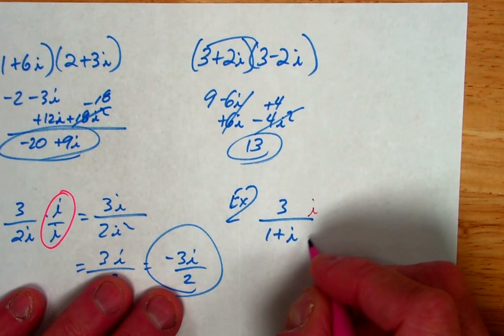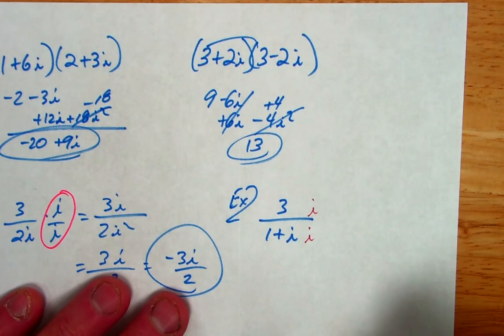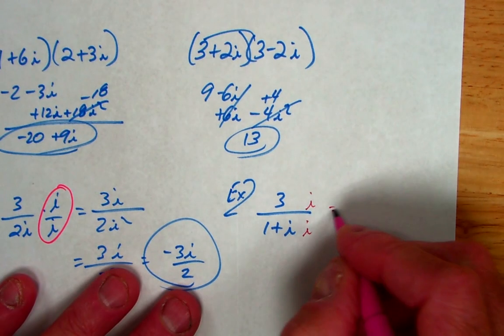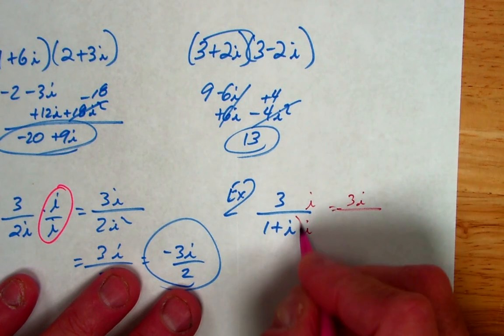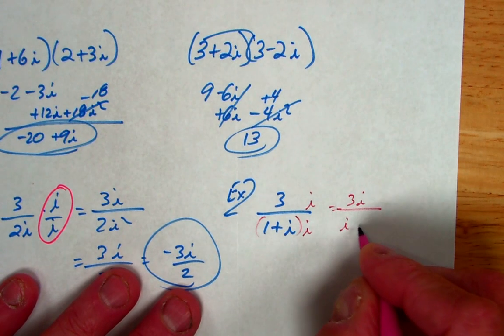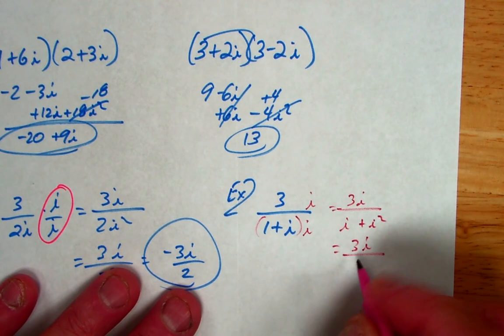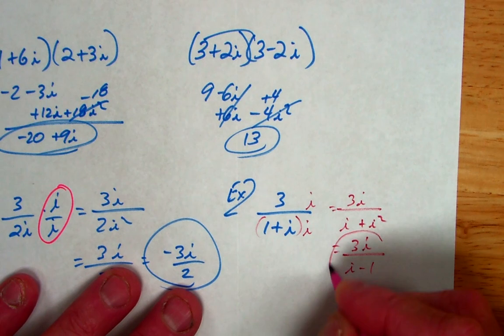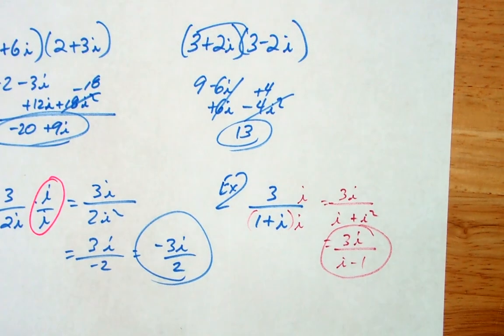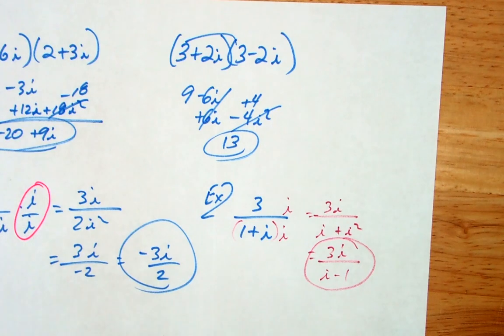If I multiply by i with this color pen, I get 3i over i plus i squared, which is 3i over i minus 1. Did that do its job? No, I still have i's on the bottom, right? Okay. So, does anybody have an idea of what I might be able to multiply through by that would get rid of my i altogether? Look at the example up top.